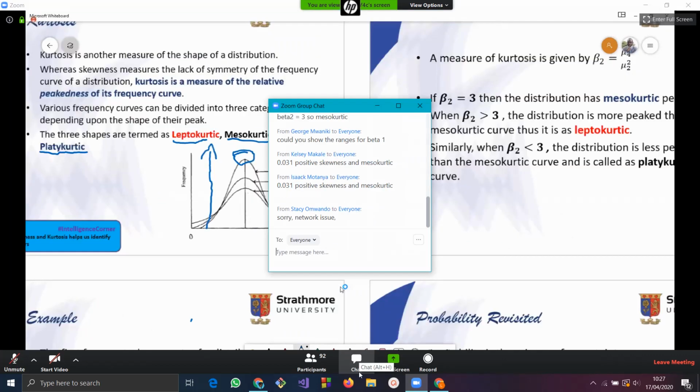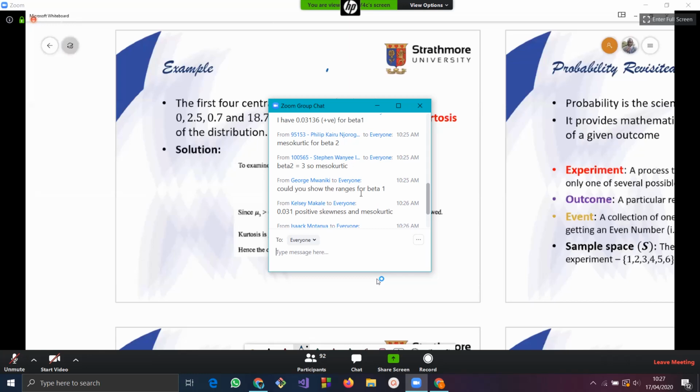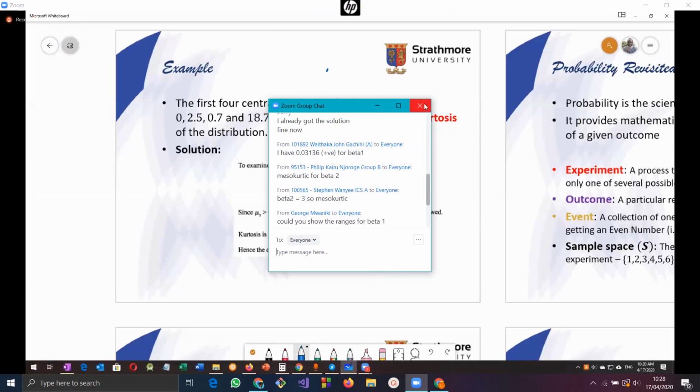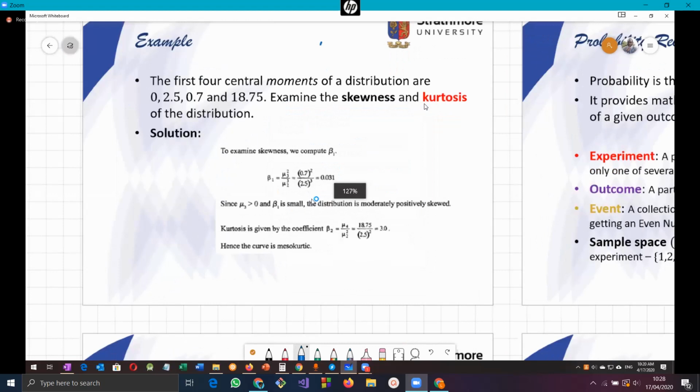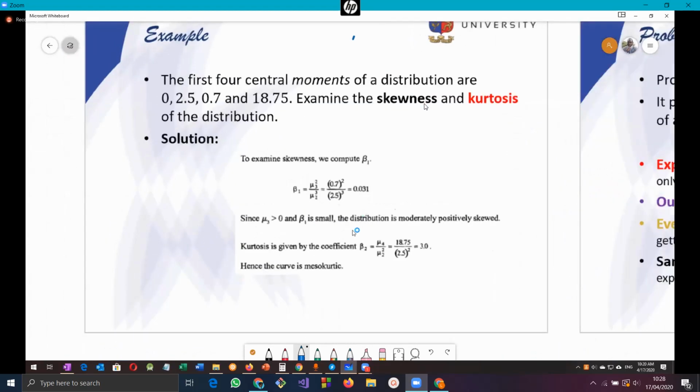Either way, yes, fine. So the answer for B1 is 0.7 squared divided by 2.5 cubed, which is 0.031. And it's between 0 and 1, so we say it's moderately positively skewed. And for kurtosis, the answer is 3, so it is mesokurtic. In fact, mesokurtic is like a perfect curve because it sits in the middle. So this example was made on purpose. We're just familiarizing ourselves with the terms that we'll actually be using.